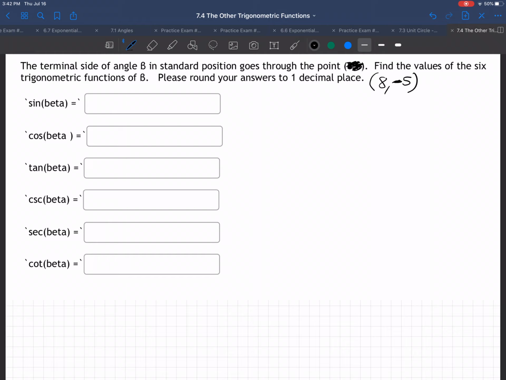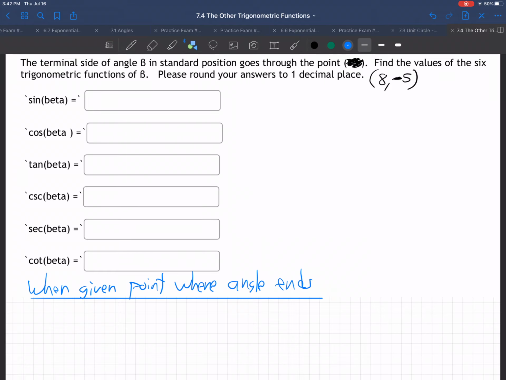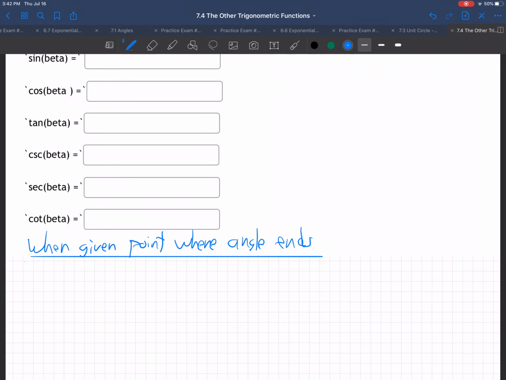So what are they talking about? Well, first off, let's draw. When they give you this, what are the steps? When given a point where the angle ends, that's the kind of question we have here. There's a point where the angle ends. What should you do? Step 1.